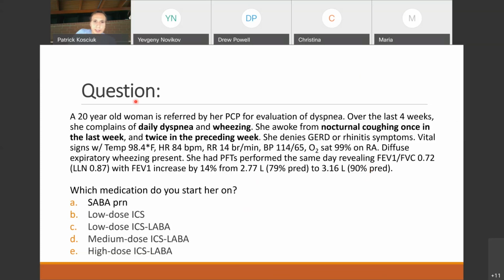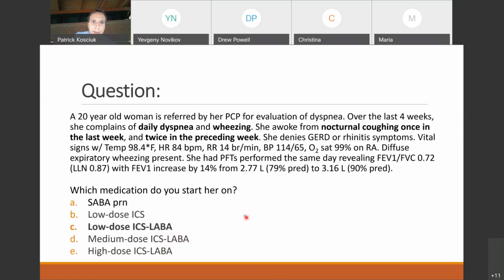All right, so there's our timer. So the answer is C. It's low dose ICS-LABA. So a combined low dose ICS with LABA. Another answer that would just as well be good is medium dose ICS, but you should not have the LABA on board with that. So that's something to know about.